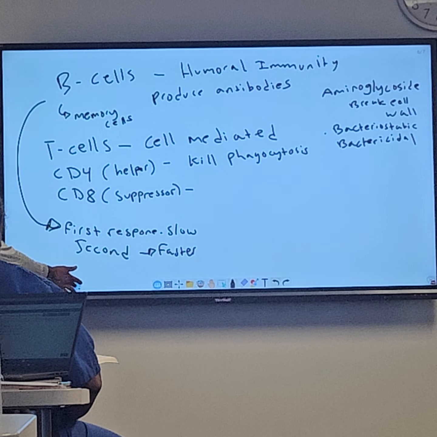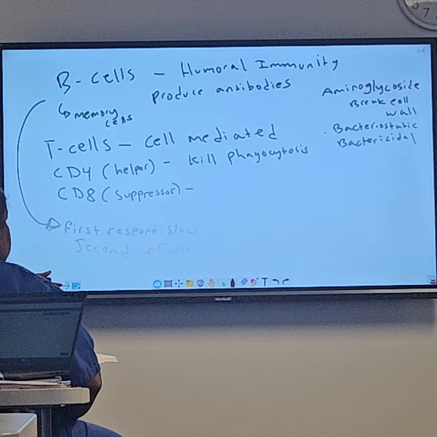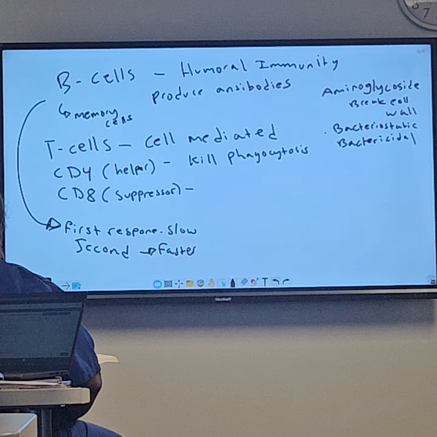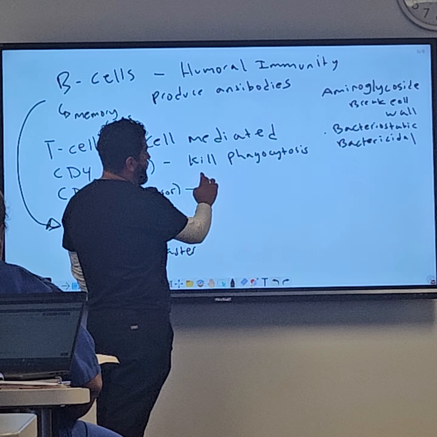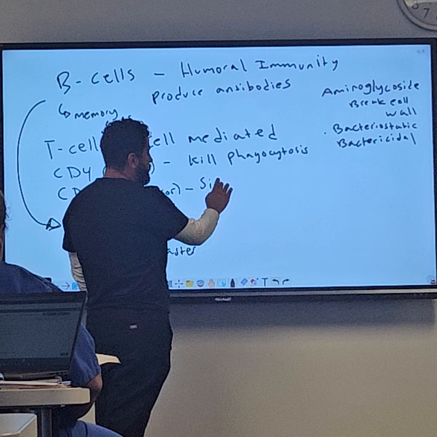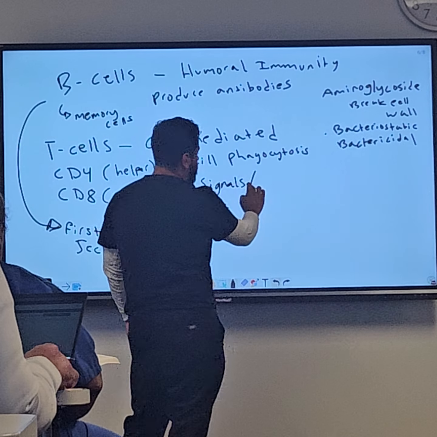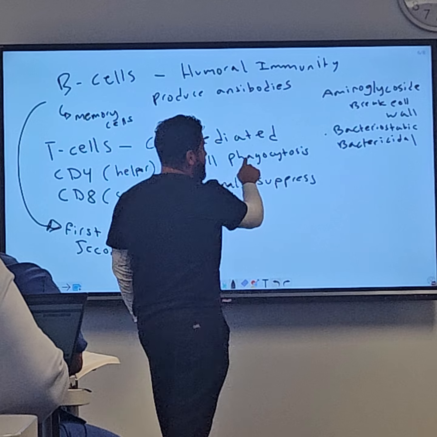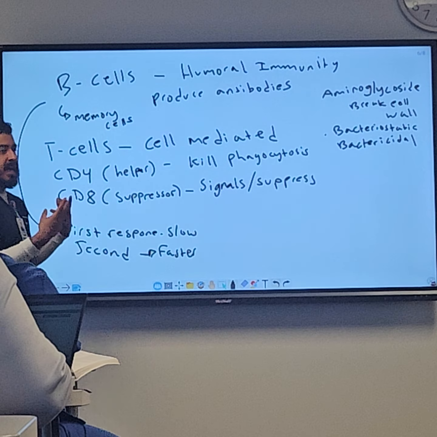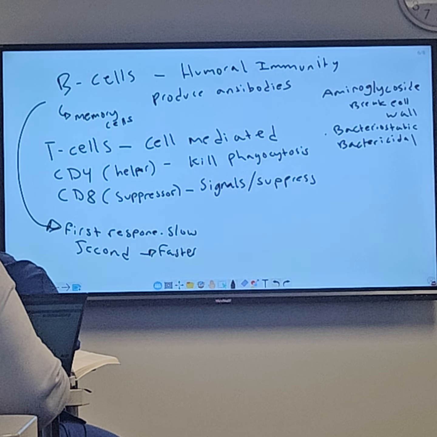Wait, so what's the suppressor? What was the suppressor, the CD8? They help send signals and or can suppress the antigen. The helpers, even though they're called helpers, they actually will phagocytose.